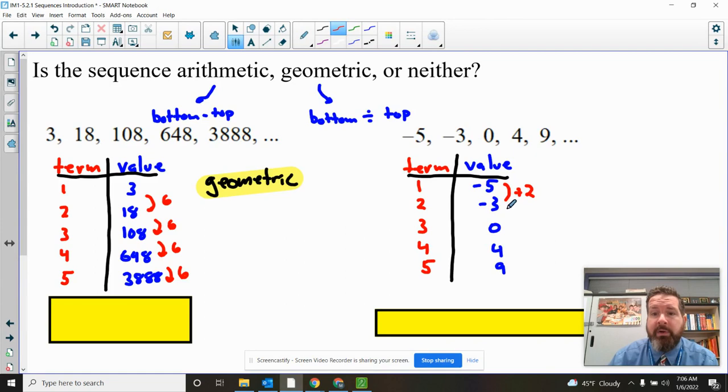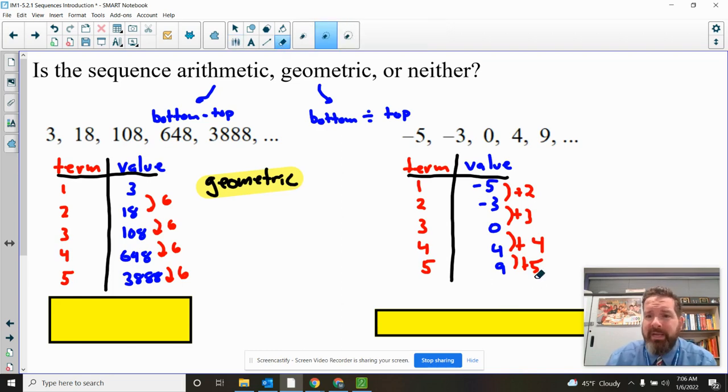From -3 to 0, that one I can kind of do in my head, right? I hope you can too. From -3 to 0, you'd have to go up 3 spots. Okay, and from here you're adding 4. Yeah, we're not adding the same number each time. In order to be an arithmetic sequence, these numbers that you add have to be the exact same thing each time. So that's not happening. So not arithmetic.